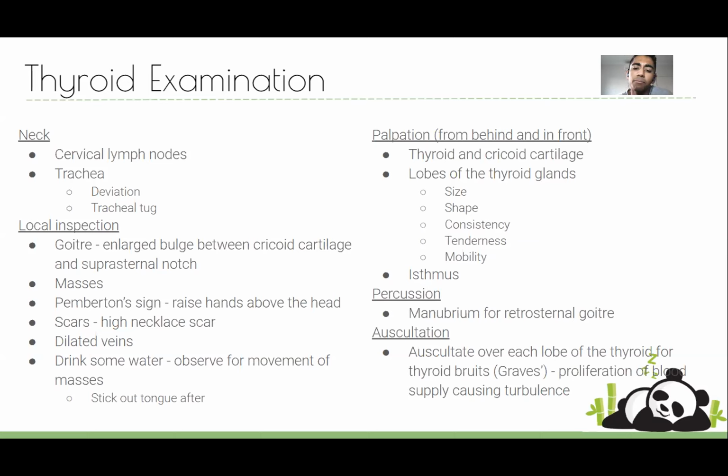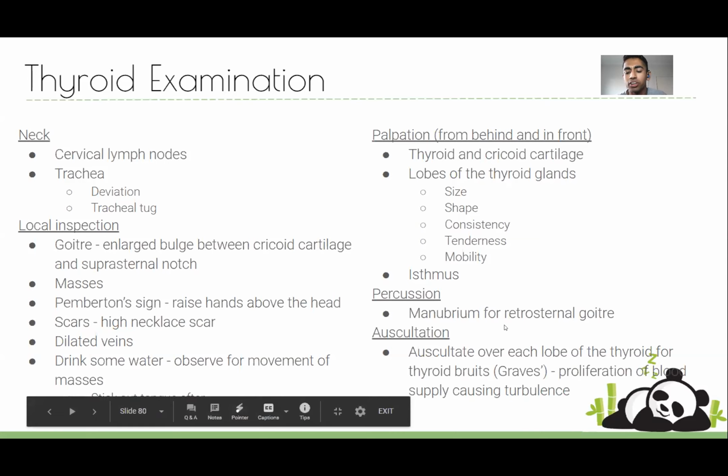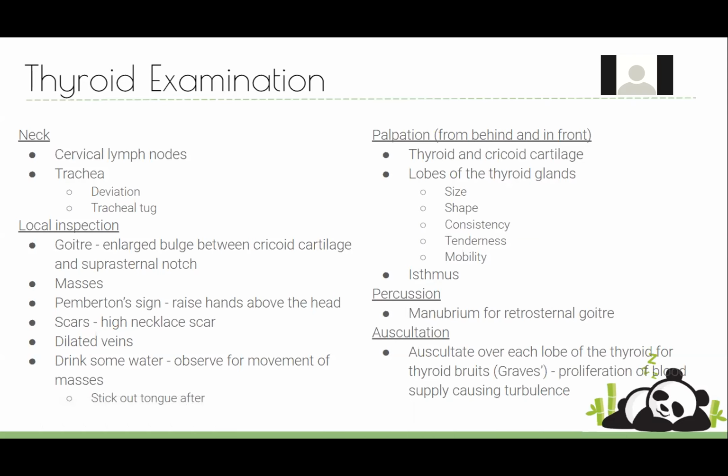You move to percussion, so percussing over the manubrium. It's direct percussion rather than with your other hand. So you just need to tap over your manubrium with one finger to check for any retrosternal goiter. So if there's a retrosternal goiter, you'll hear a dull sound. The goiter has descended into that area and is causing that dullness.